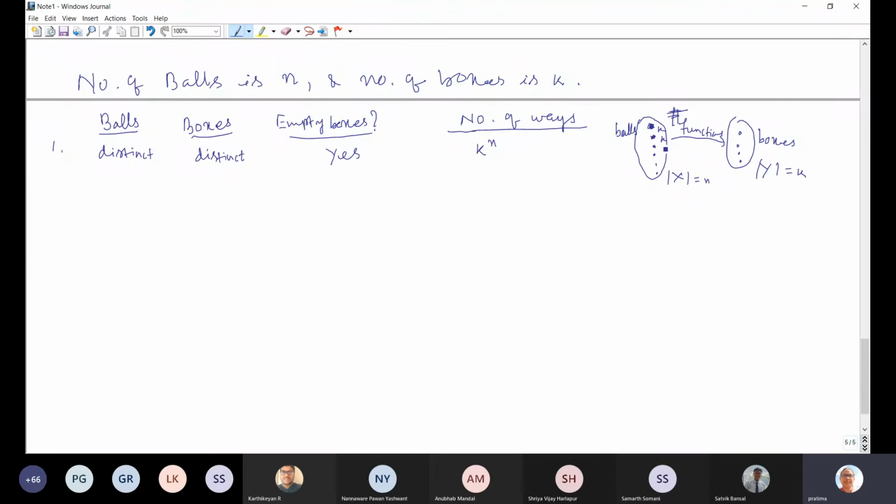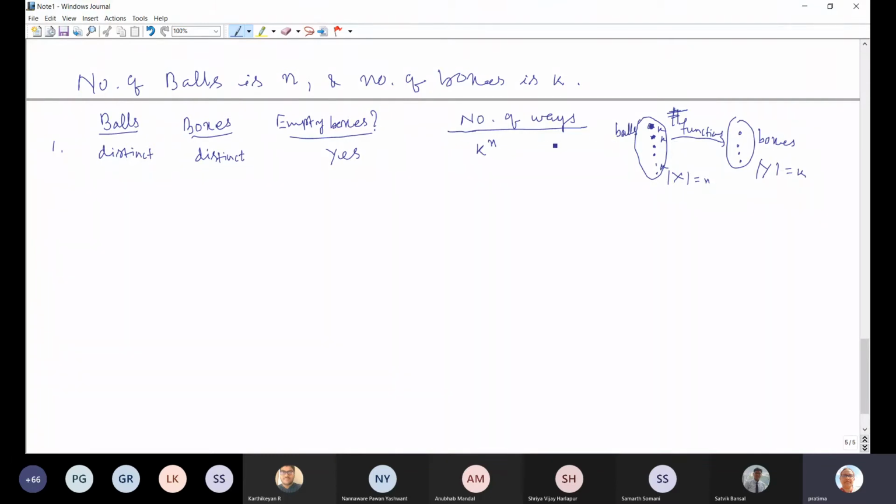And obviously no ball will be distributed to two boxes. That is why it is a function. I mean, no element will have two images, meaning no element will be distributed to two different boxes. So each one has k possibilities. Therefore, there are n balls and you get k to the power n. This is exactly the number of functions you get from an n set to a k set.